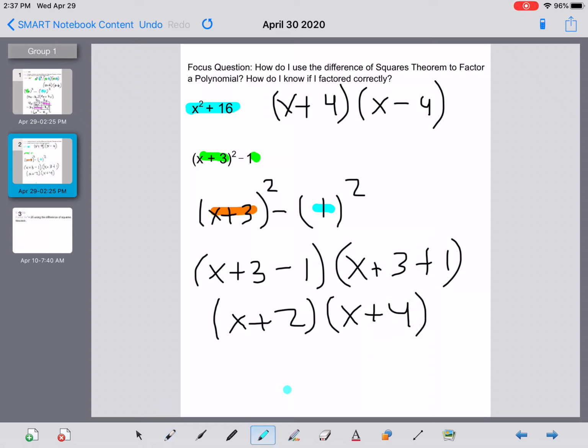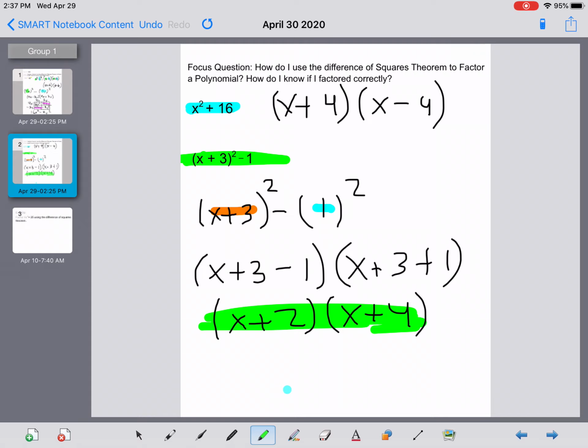So that means this guy down here is the factored form of this polynomial. They are equivalent.